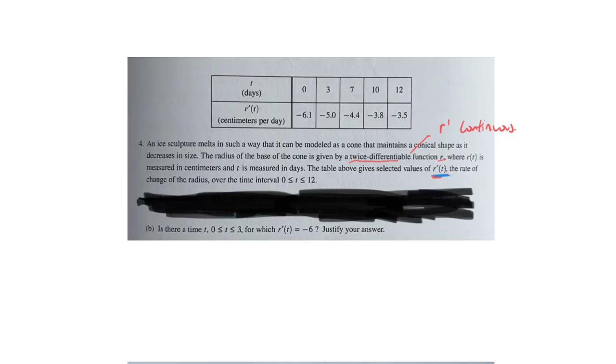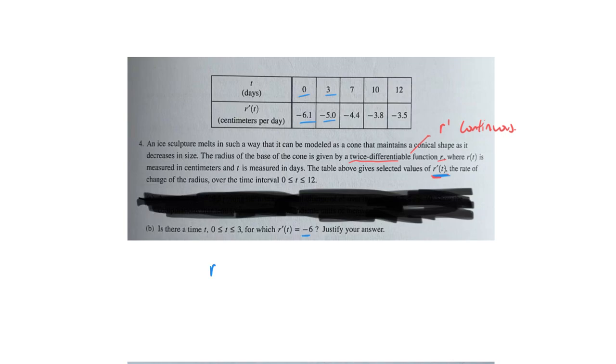Is there a time t between 0 and 3 for which r prime t is equal to -6? Now, to answer this question in an FRQ, in general, there are 2 big steps that you have to follow. The first is that you gotta set up the relationship between this -6 and the ones that you're comparing it to. So here we care about 0 and 3.